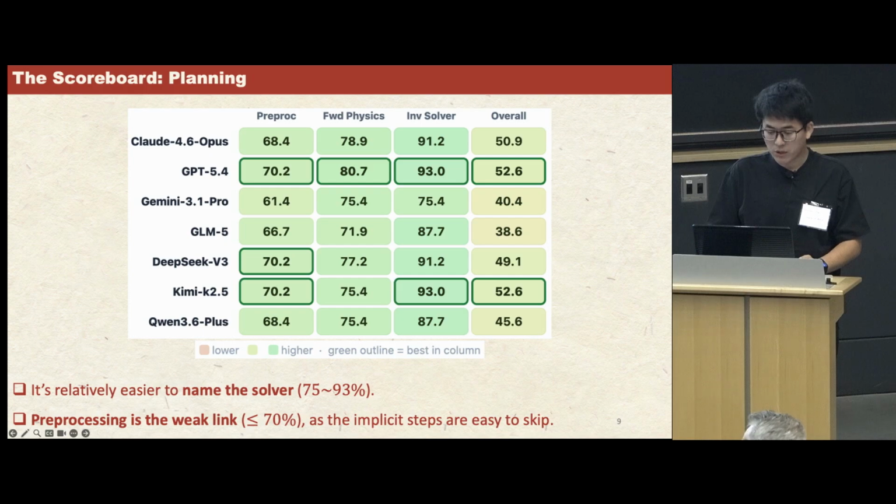But the bad news is about the preprocessing. It is the weakest dimension for every single model, around 68% on average. And that is exactly the implicit tacit step I flagged at the start. It isn't stated in the problem description, or it just quietly gets skipped. And when you require all 3 dimensions to be right at the same time, the best model sits at 53%. That's only on planning alone, before anyone has written a single line of code.